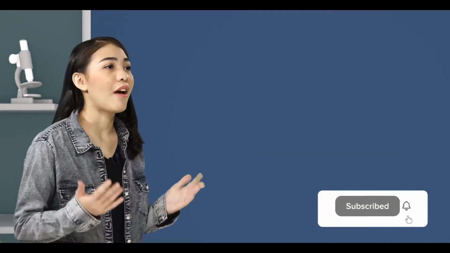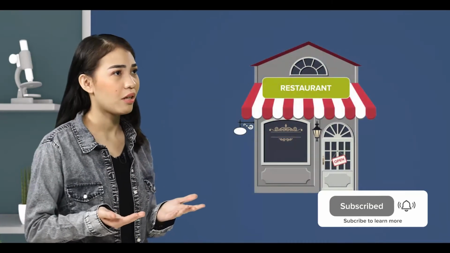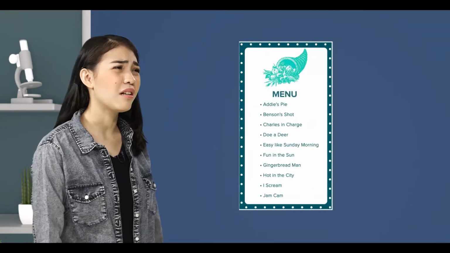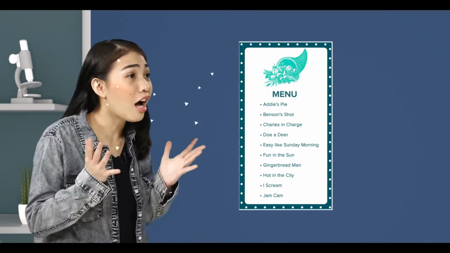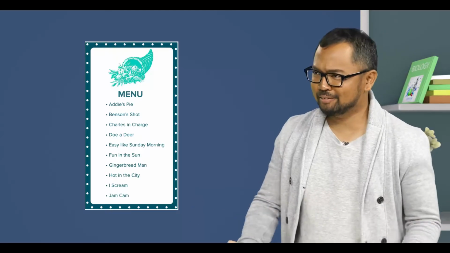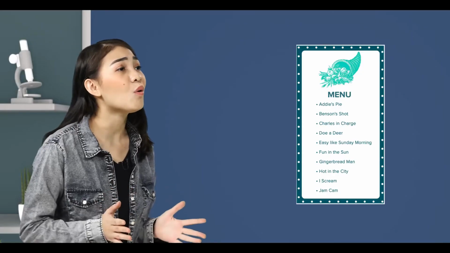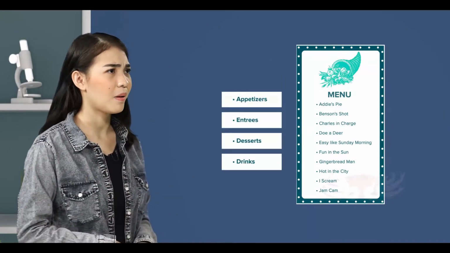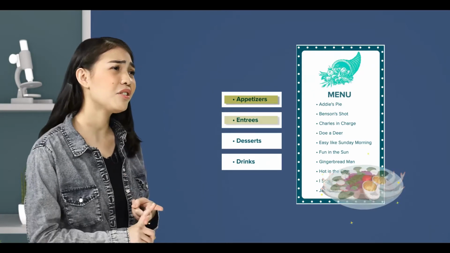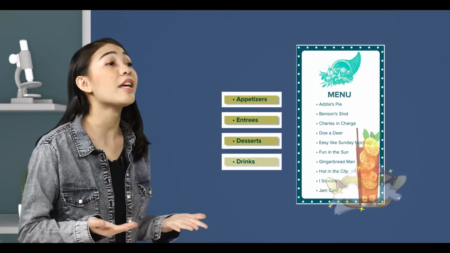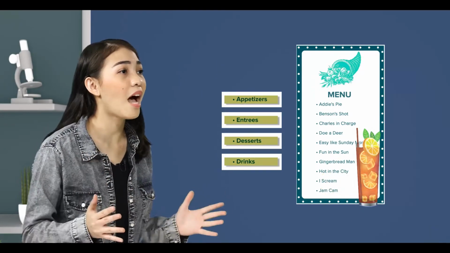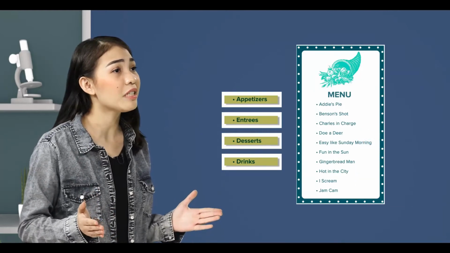Teacher, want to hear what happened yesterday? Sure. Last night, me and my family went to a new restaurant. When they presented the menu to us, we all had a shock. Why? Was it very expensive? No, the entire menu was messed up. The appetizers, entree, desserts, and drinks were all mixed up because everything was sorted according to alphabetical order.